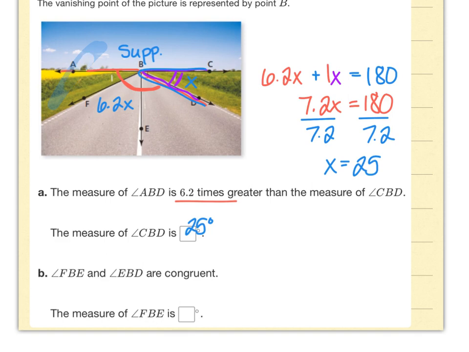Now I'm going to erase and see if I can get rid of this so we can see these two new angles. Angle FBE, F to B to E, and angle EBD, so this angle says these angles are congruent. They are the exact same size. The measure of angle FBE is what? So FBE is this one. I want to know what that is. Because that angle is congruent with this angle, if I find out what angle EBD is, I'll know what angle FBE is.